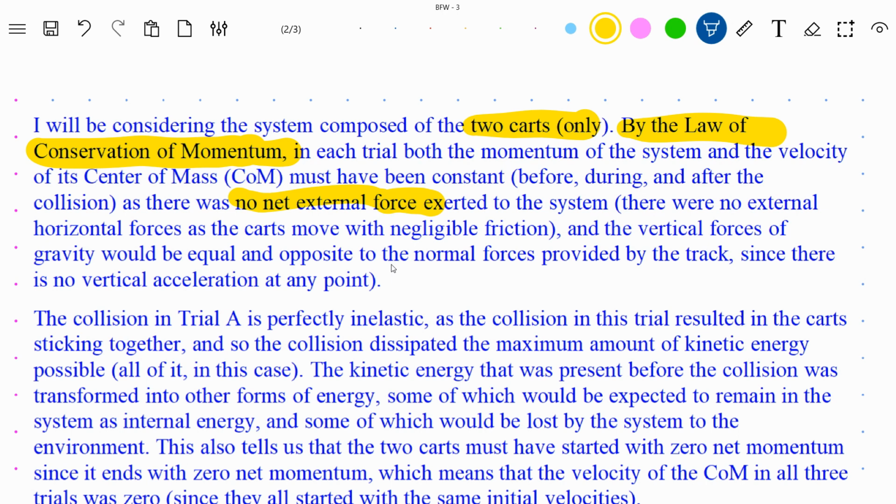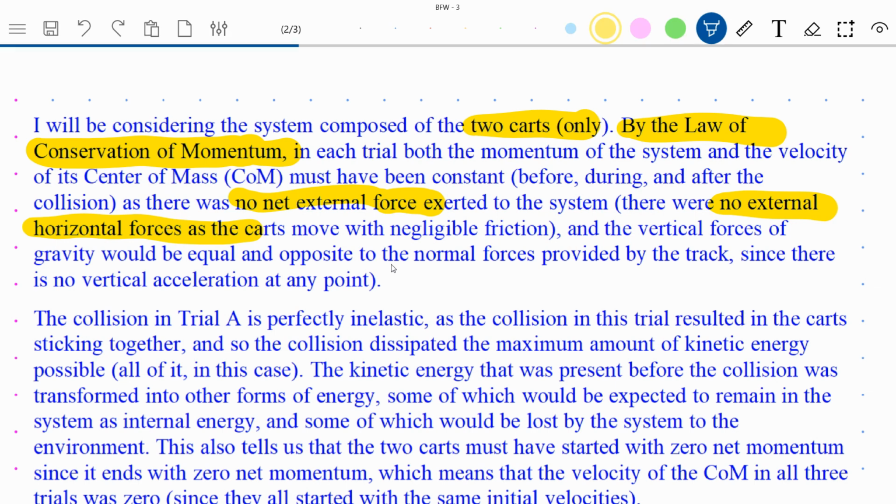I then go on to elaborate to explain how I've come to that conclusion, specifically saying that there were no external horizontal forces, as the carts move with negligible friction, and there's really no other contender here for an external force. If you're thinking of the collision itself, I'll remind you that yes, it would be true that each cart would exert force on the other cart, but both carts are in my system, so those would be internal forces. And I'm only considering external forces, as only external forces can change the momentum of my system.